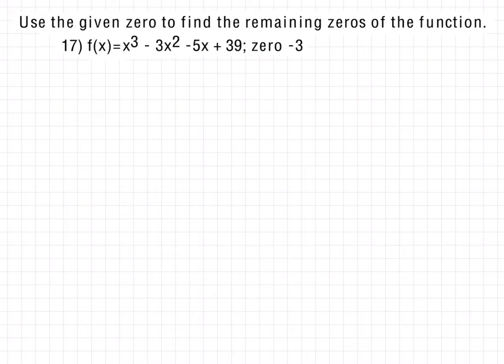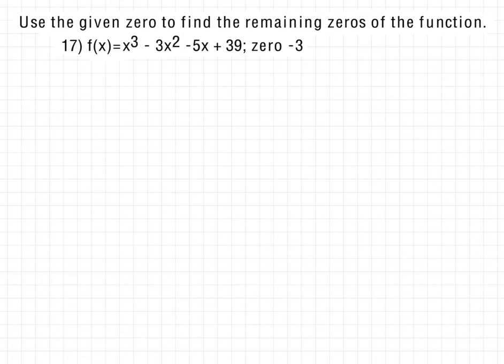So we're looking at question number 17 from the MAC 1140 Pre-Calculus Final Exam Review. It's asking us to use the given zero to find the remaining zeros of the function. We're given the function f of x is equal to x cubed minus 3x squared minus 5x plus 39, and the given zero is negative 3.